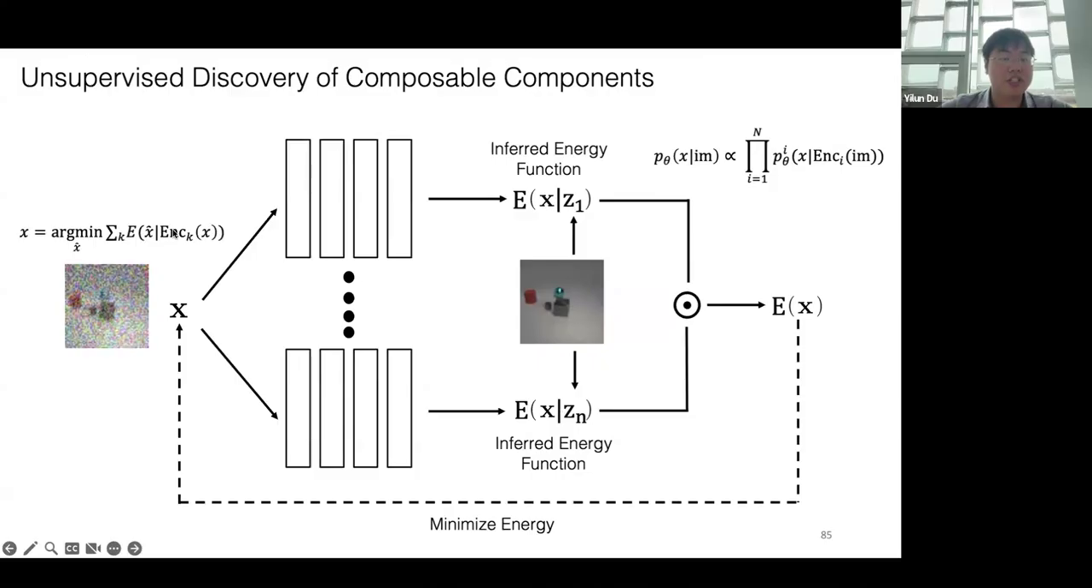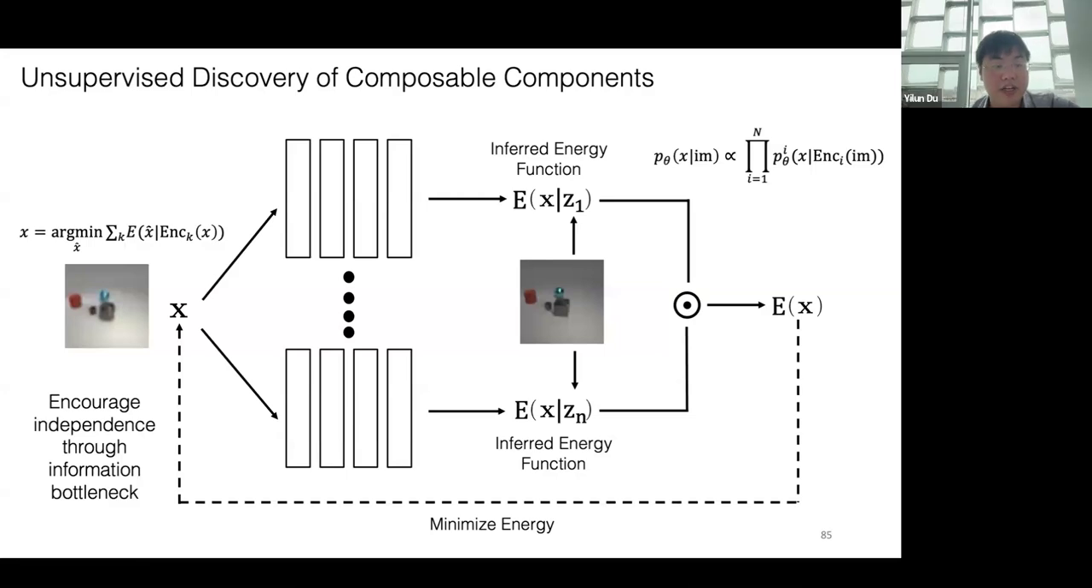So this corresponds to the energy objective that I said earlier, where we want it to be the case that when we optimize the sum of the energy functions, you get the original image. And then with this objective, we can enforce that these energy functions capture different parts of the scene or different objects in the scene through information bottlenecks. We can simply restrict the size of the latent dimension, and that enforces that the energy functions capture each individual object in the scene.